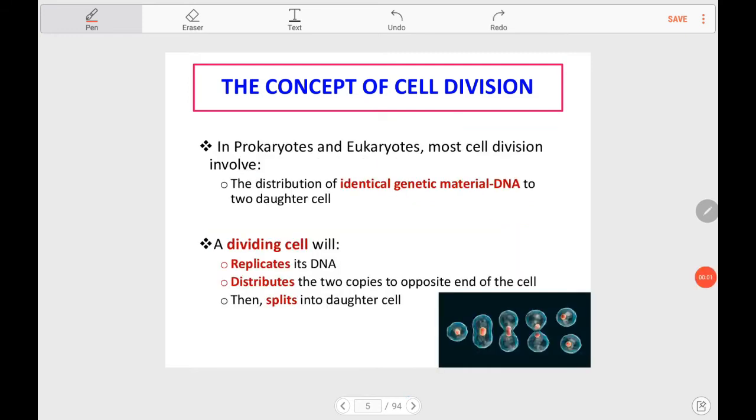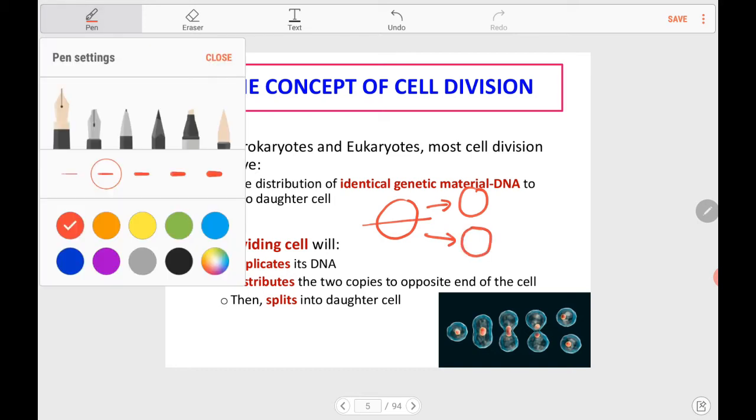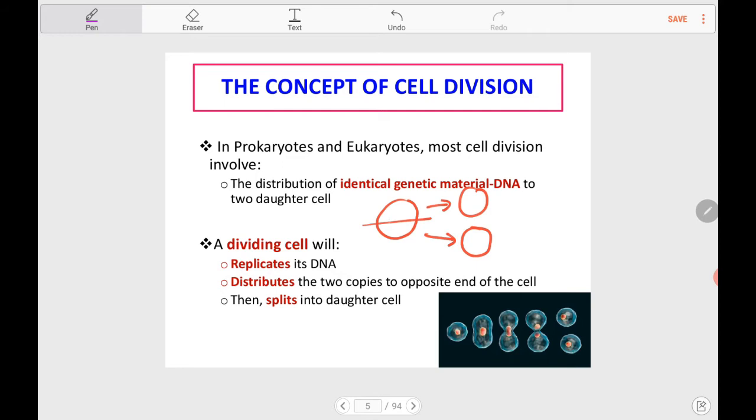Okay, next, in prokaryotes and eukaryotes, most cell division involve the distribution of identical genetic materials ataupun DNA to two daughter cell. Maksudnya, selain daripada satu sel divide into two daughter cell, at the same time apa yang berlaku adalah DNA yang berada di dalam parent cell juga akan kena transfer ke dalam daughter cell.